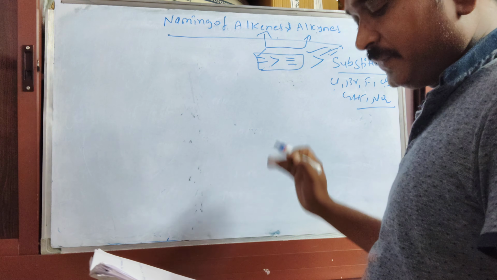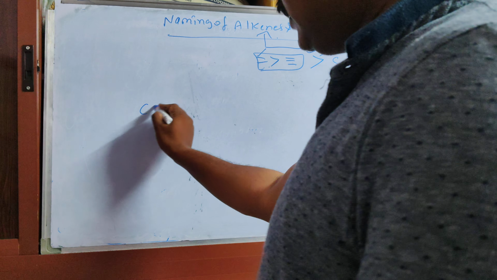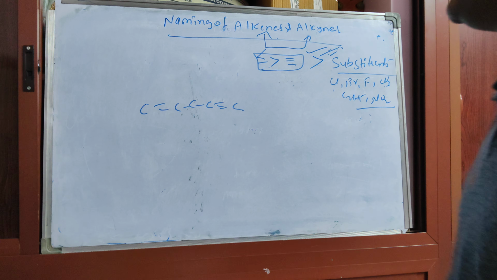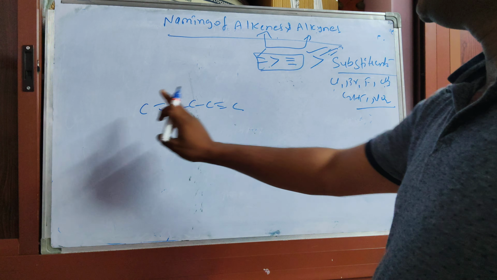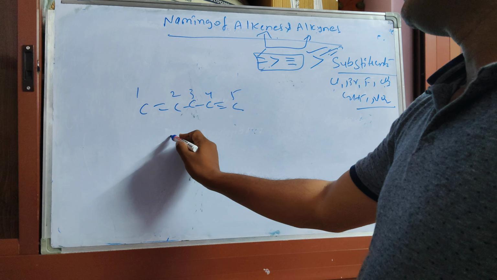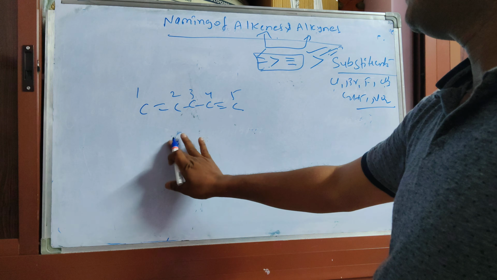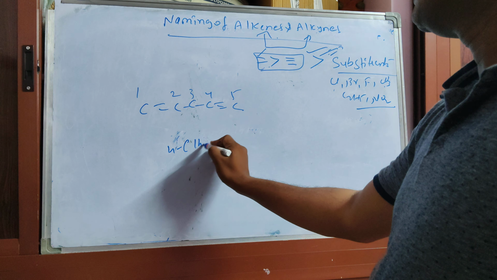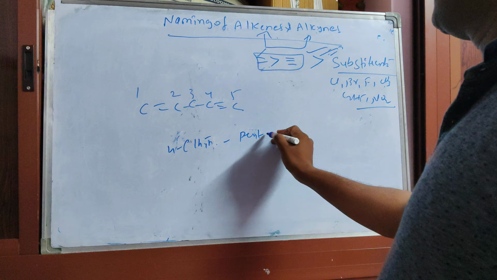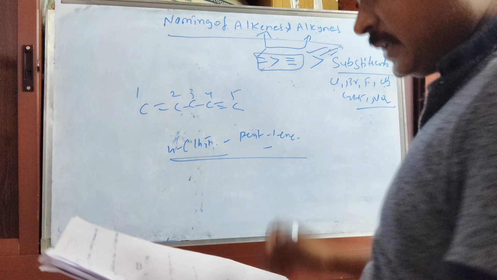These are some of the concepts. For example, I will give an example. C double bond C, C double bond C. Which gets the numbering? In case of double bond and triple bond, double bond will get the more priority. 1, 2, 3, 4, 5. Which one is with the more priority? 4 ethyl pent 1-yne. This is 4 ethyl pent 1-yne. This is the more priority compared to this one.